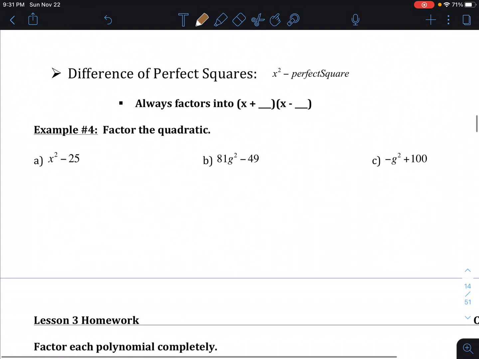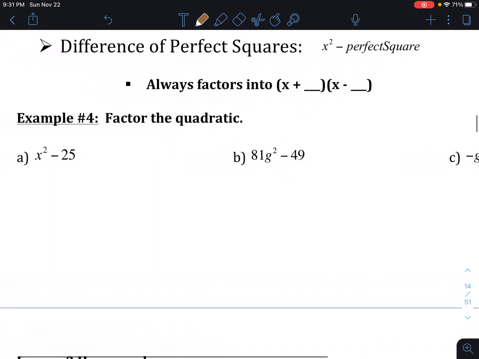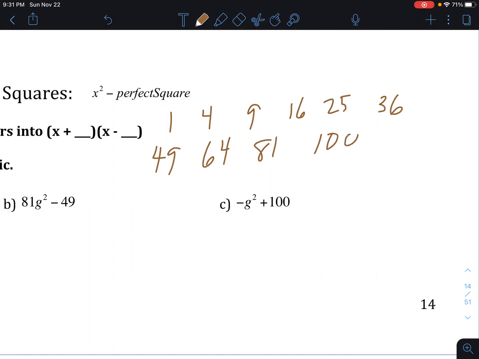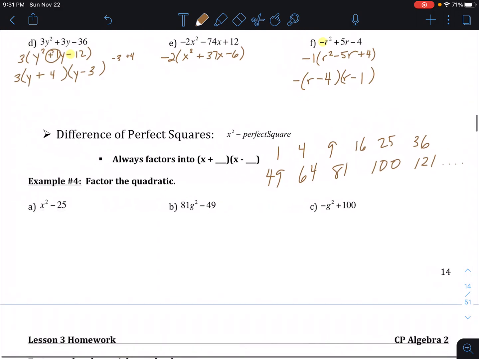And then finally, we go into difference of squares, which is very easy. You can see examples below here. It's whenever you have something in the form x squared minus a number that is a perfect square. Remember, your perfect squares are these numbers. And then there's many more. They're the numbers when you take the square root of them, it gets a nice whole number.